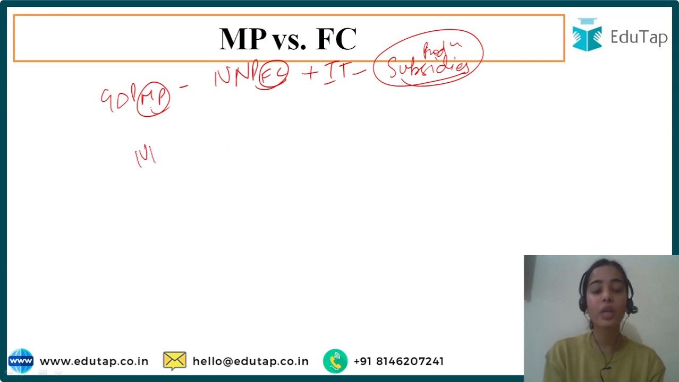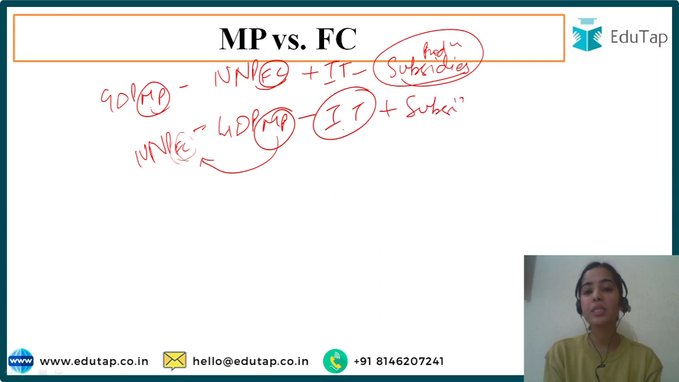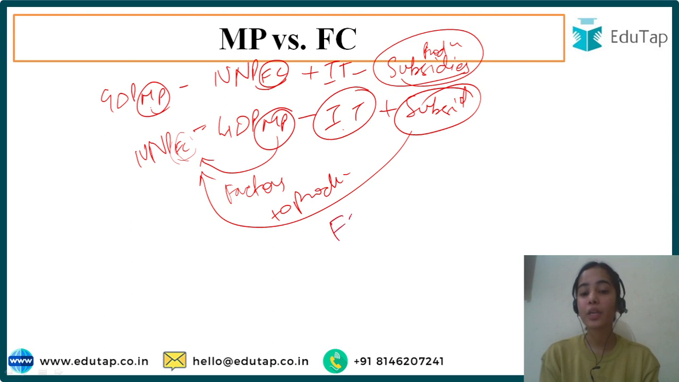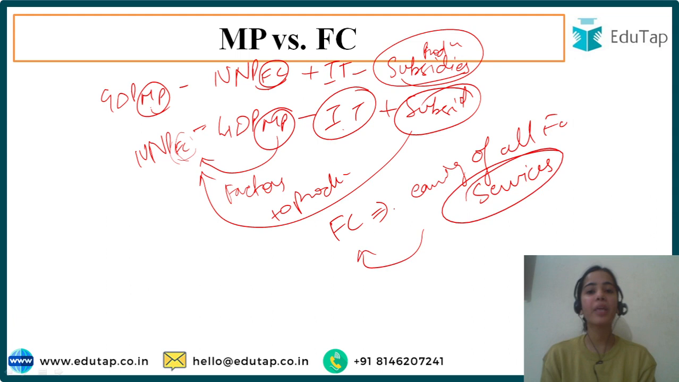If we have to come to the NNP FC from the GDP MP, what will we do? If we have to convert from the MP to FC, we will deduct the indirect taxes, because these indirect taxes are not the earnings of the factors. And we are adding the subsidies, because the subsidies are given by the government and go to the factors of production. The factor cost includes the earnings of all the factors of production for the factor services that they are providing, and the market price is the price in the market.